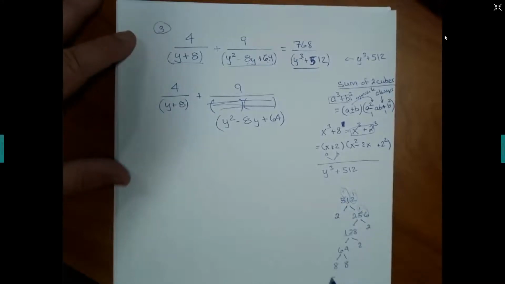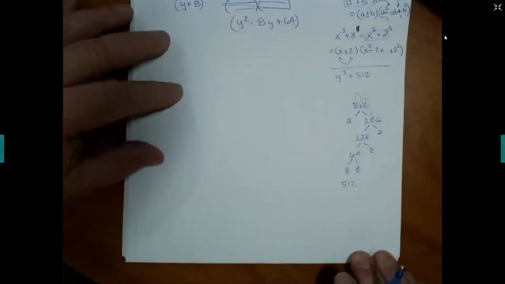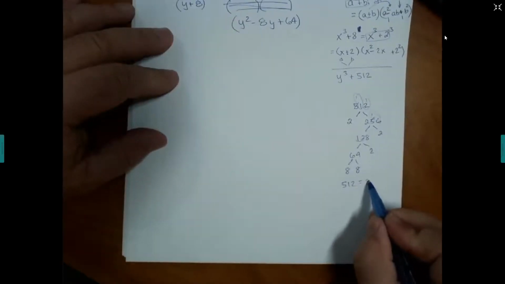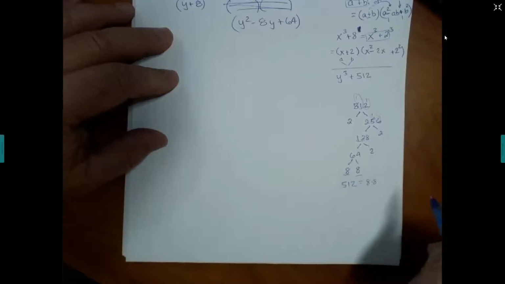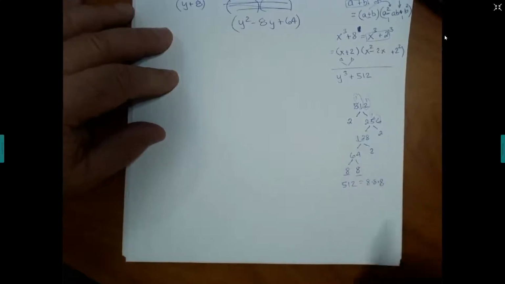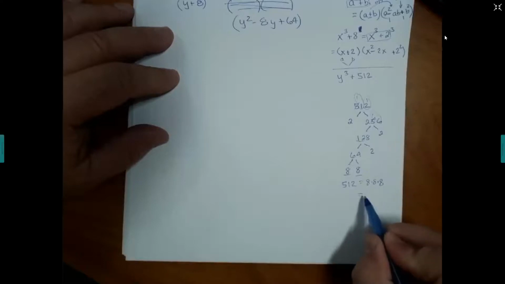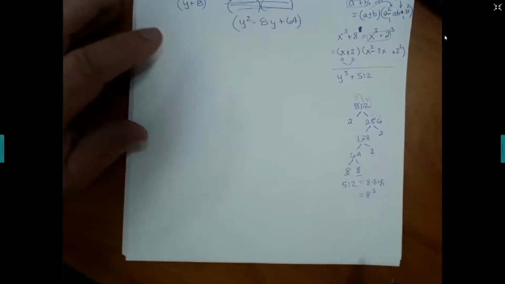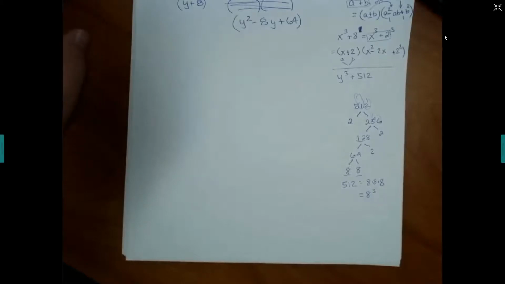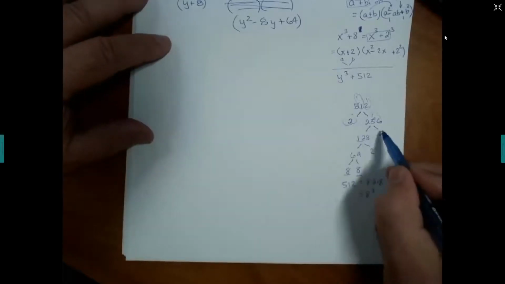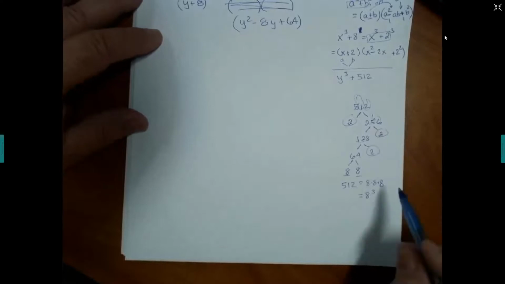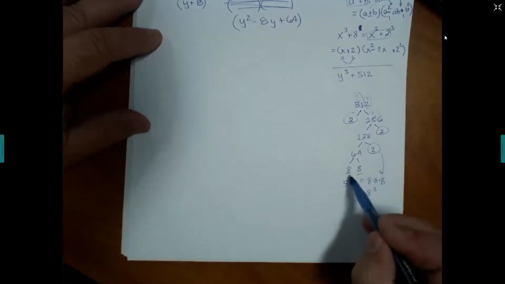So we have 512 is equal to 8 times 8 times 2 times 2. What is 2 times 2 times 2? Which is 8. So 512 is 8 cubed. Because here we have 2 times 2 is 4 times 2 is 8. There's 1 8. And then here's the other 2 8s.